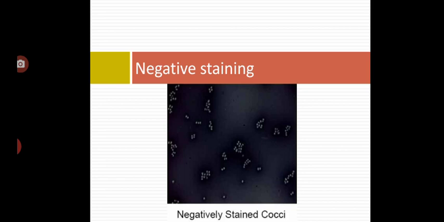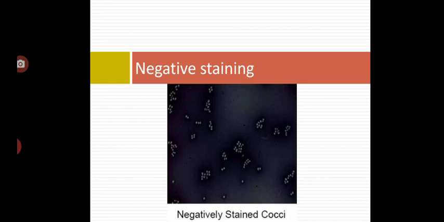Negative staining is a staining technique which is used to study the morphological shape, size and arrangement of bacterial cells that are too difficult to stain, for example the spirilla. It can also be used to stain cells that are too delicate to be heat fixed. It is also used to prepare biological samples for electron microscopy.